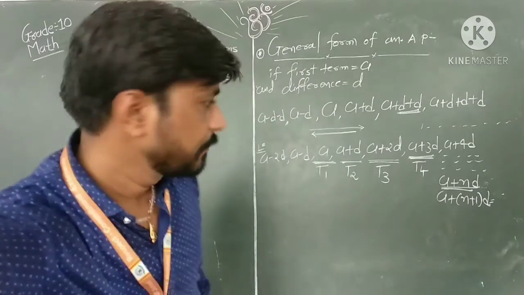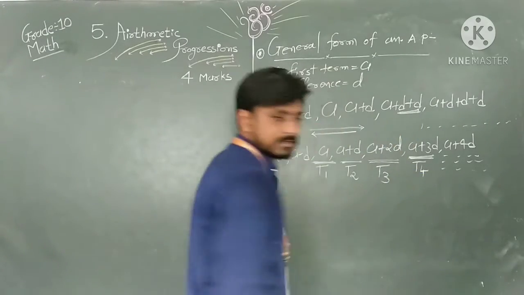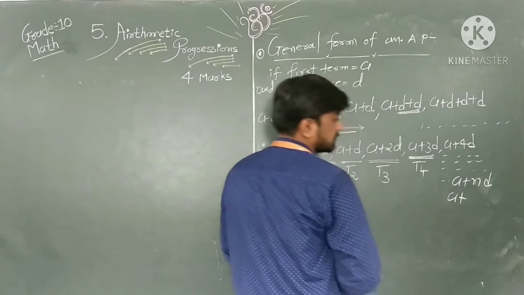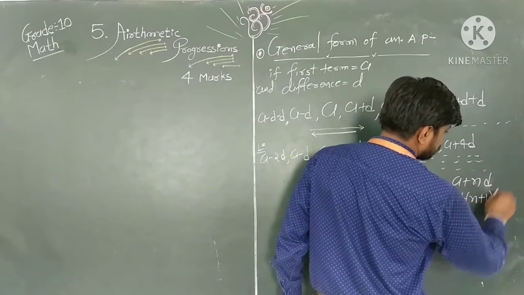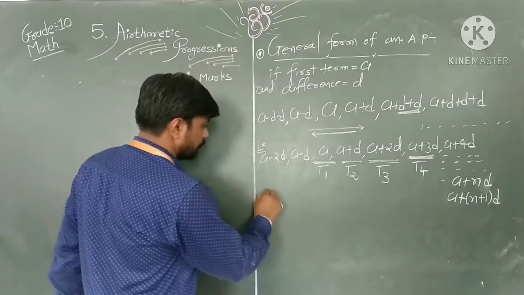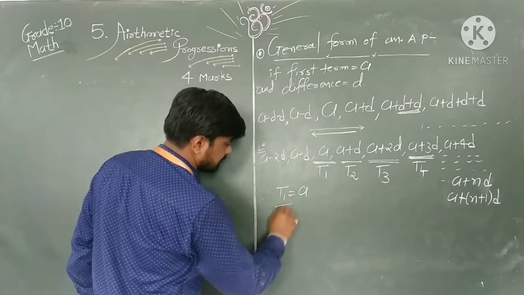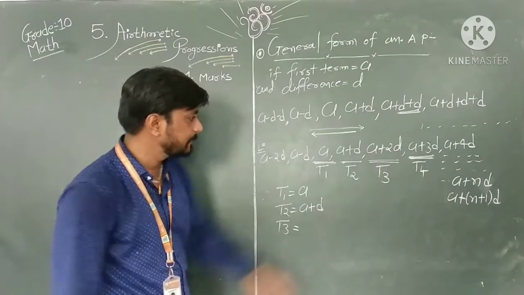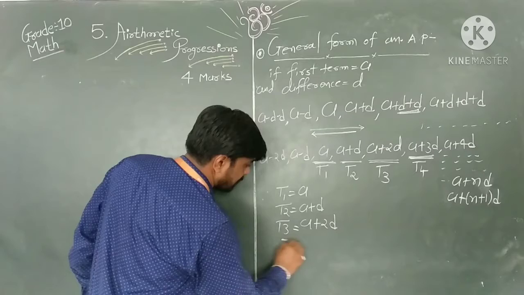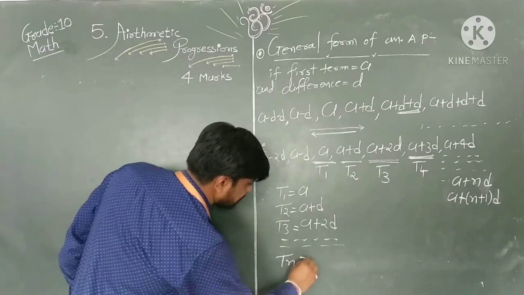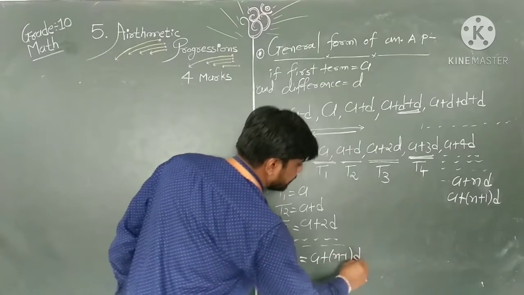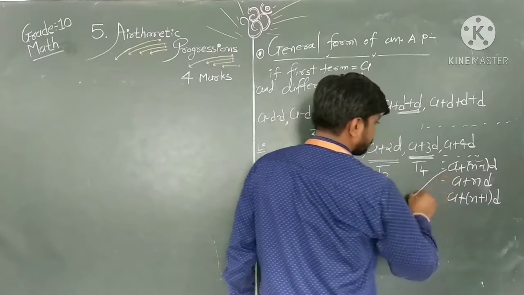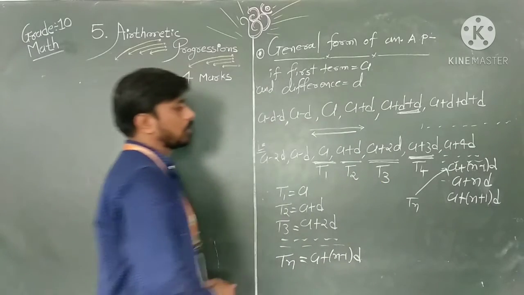Okay, look here. What do I write up to: A plus nD, A plus (n plus 1) into D. That means you can write: the first term is A, the second term is A plus D, the third term is A plus 2D, and so on. Here, what is the nth term? A plus (n minus 1) into D. The previous term of this you can write as A plus (n minus 2) into D, and this is our nth term. Okay, got it everyone?